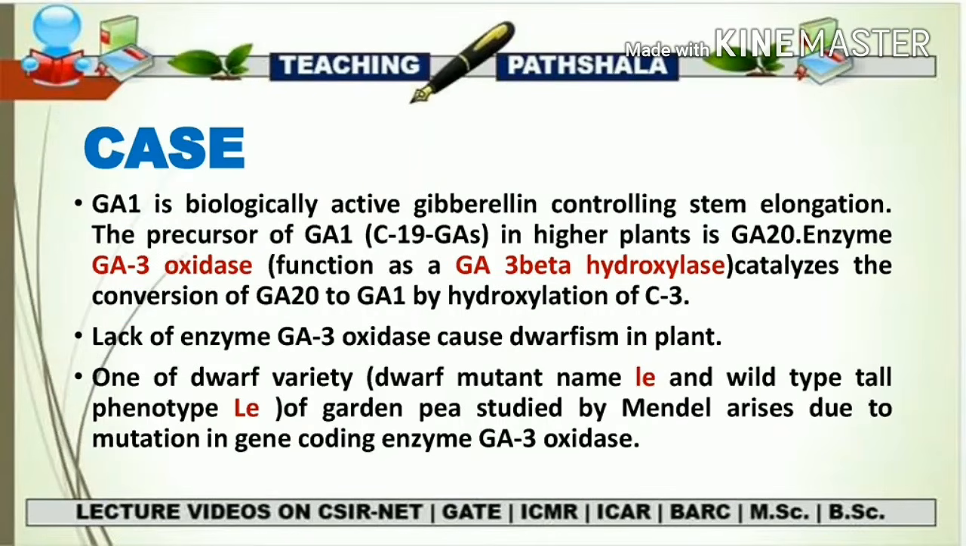अब बात करते हैं एक केस के बारे में जो काफ़ी इंटरेस्टिंग केस है, एज वेल एज ये CSIR NET एग्जाम पॉइंट ऑफ व्यू से भी काफ़ी इंपॉर्टेंट है, क्योंकि इस पे क्वेश्चंस आते हैं। सो द केस इज दैट द GA1, which is a biologically active gibberellin, controls stem elongation. The precursor of GA1, which is a C19 GA, that means it is going to have a total of 19 carbon in higher plants, is the GA20. That means the GA20 is going to act as a precursor molecule for GA1, which is a C19 GA. And the enzyme is the GA3 oxidase, which is going to function as a GA3 beta hydroxylase, and it is going to catalyze the conversion of GA20 to GA1 by hydroxylation of carbon number 3.